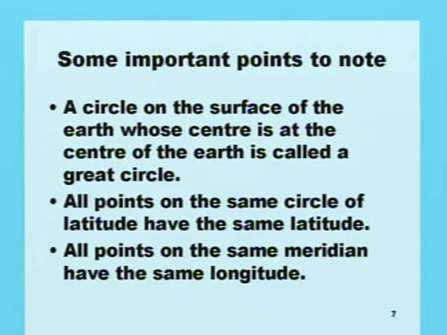Some important points to note. A circle on the surface of the Earth whose center is at the center of the Earth is called a great circle. All points on the same circle of latitude have the same latitude. All points on the same meridian have the same longitude.